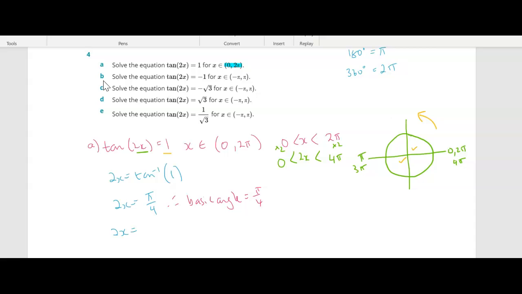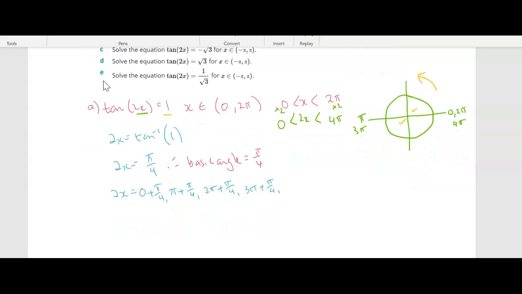All right, so 2x, first solution, 0 plus pi on 4. Our second solution, we go around the unit circle until we get to the next quadrant our solution is in. So it's in the third quadrant, so it's going to be pi plus pi on 4. And then our next quadrant, we keep going around the unit circle until we get to 4 pi. So 2 pi plus pi on 4. And then around again to 3 pi plus pi on 4. And then I get to 4 pi. I can't go any further because then I'm going to be outside the domain.